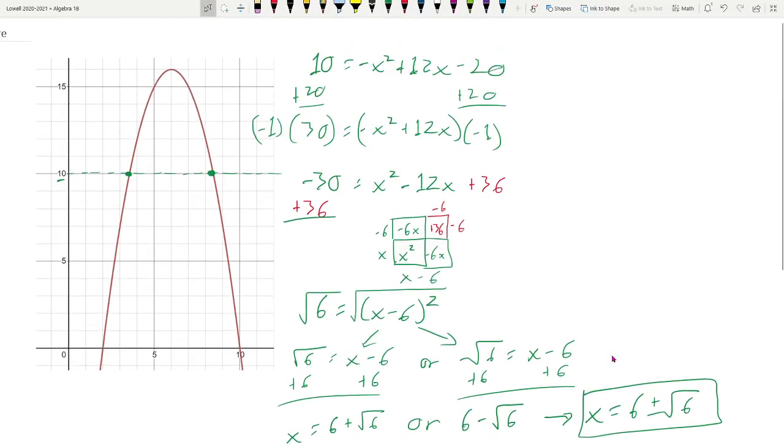So that's where these points are. This point right here is about 3.55, comma 10, approximately. And this point right here is approximately 8.45, comma 10. Alrighty, so that's how you can use the idea of completing the square to solve an equation.